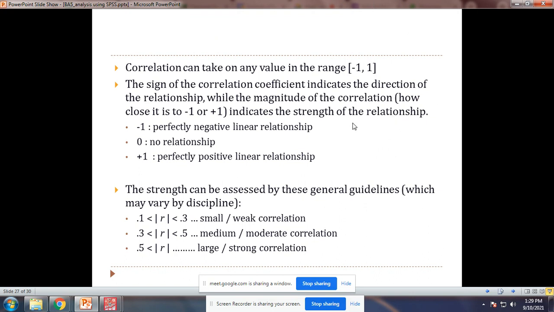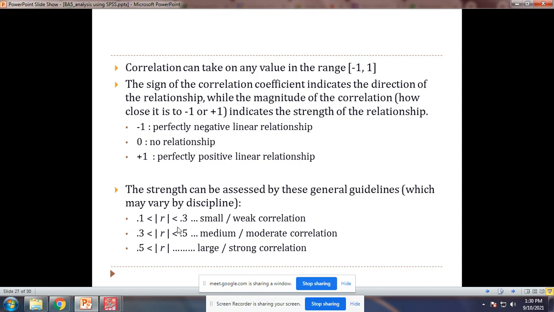Now, this particular slide is again telling you -1 is a perfectly negative linear relationship, 0 means no relationship, or we can say that it is a non-linear relationship between the variables x and y. +1 is a perfectly positive linear relationship. And about the strength, we have certain guidelines, and this can vary from discipline to discipline.